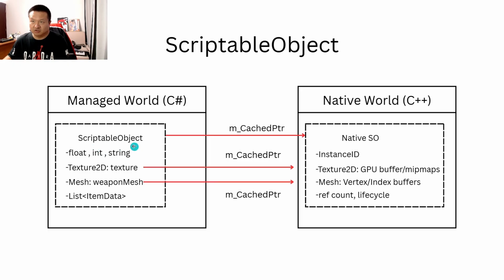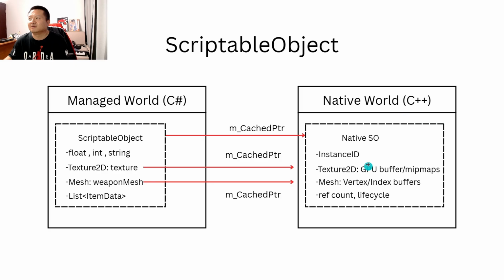When we create a ScriptableObject by using C#, Unity will automatically create a counterpart on the C++ side, and it's called the native ScriptableObject. Both are connected by a pointer called m_CachedPtr. On the left side, all the C# objects are stored on the managed heap, such as the float, int, string, and container data types. But it also contains references to Unity engine objects. For instance, the Texture2D and Mesh are not pure C# objects. They are wrappers. They contain pointers, which point to the real native resources.